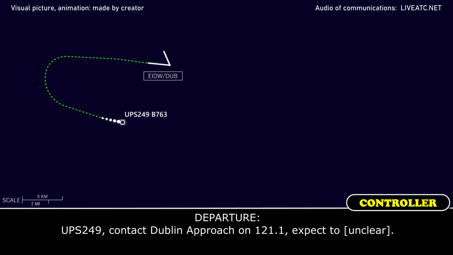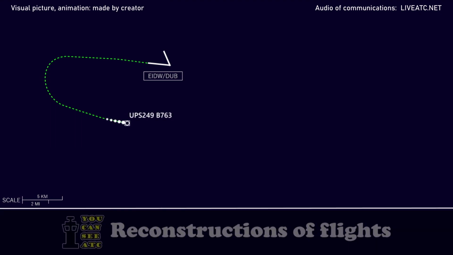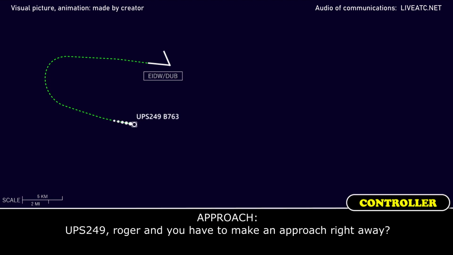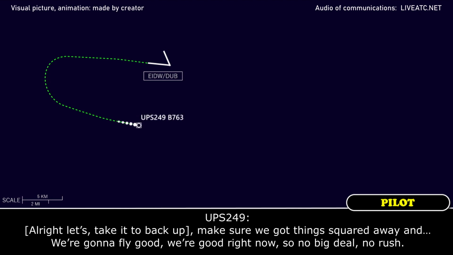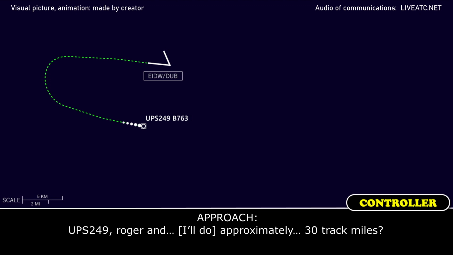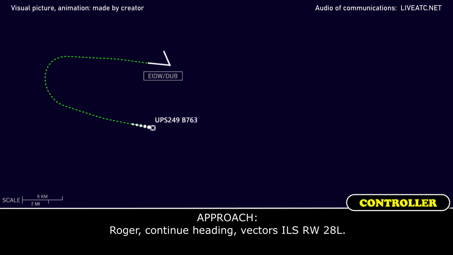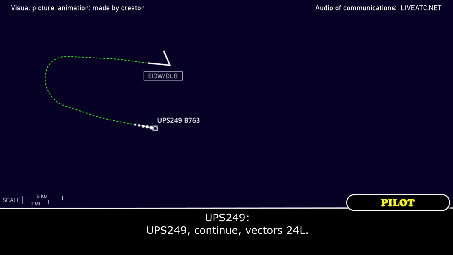UPS 249, contact Dublin Approach now on 121.1, expect a full turnout. 121.1, UPS 249. UPS 249 is at 3,000, Pan Pan. UPS 249, roger. Do you have to make an approach right away? Let's take it back out, make sure we get everything squared away. We're flying really well right now, so it's no big deal, no rush. UPS 249, roger. Probably approximately 30 track miles. 30 track miles works. We're on a heading of 103, UPS 249. Roger, continue heading vectors for runway 28. UPS 249, continue vectors.